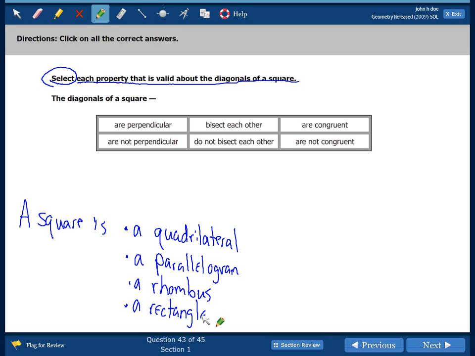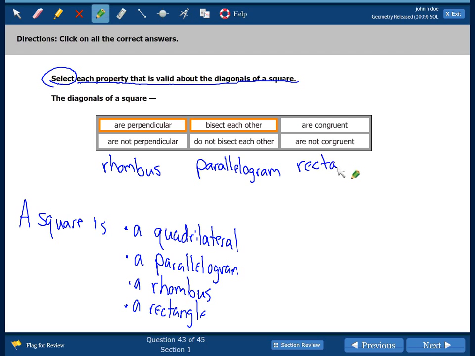When the diagonals of a shape are perpendicular, that means it's a rhombus. Since a square is a rhombus, we're going to say that the diagonals are perpendicular. When the diagonals bisect each other, that means it's a parallelogram. And again, a square is a parallelogram, so the diagonals do bisect each other. The last option we needed to choose from is whether the diagonals of a square are congruent or not congruent. Well, when they're congruent, that means it's a rectangle.